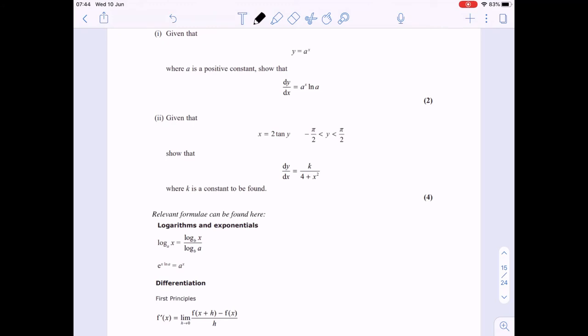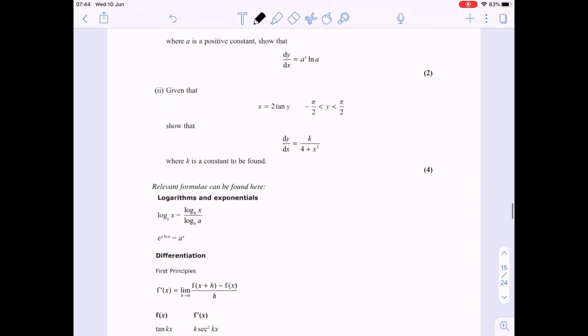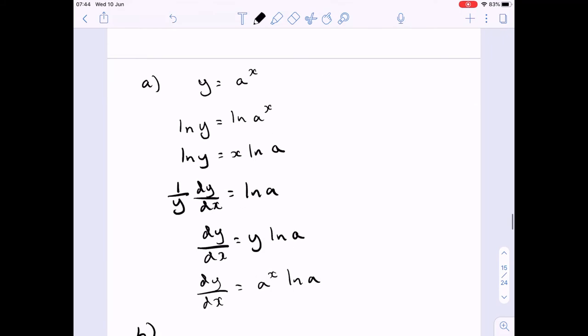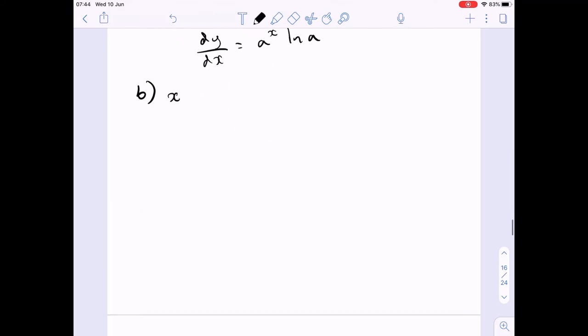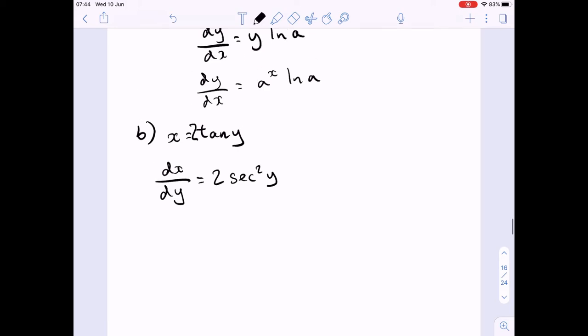Given that x equals 2 tan y, show that dy by dx is k over 4 plus x squared. So let's start by differentiating this with respect to y. So this is going to be dx by dy. It's going to be 2 sec squared y. Okay. Now, at the moment, we want our answer to be in terms of just x. There's no trig involved.